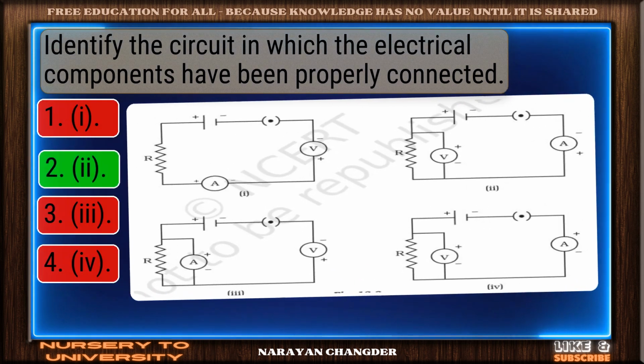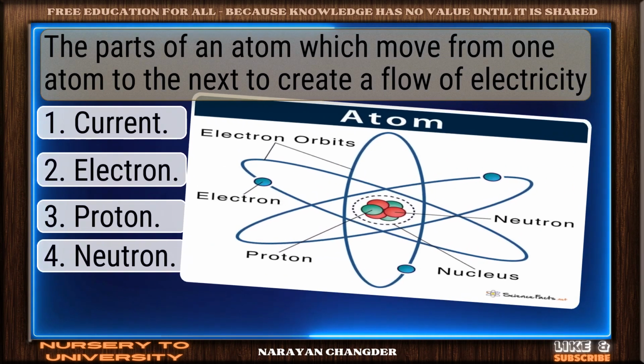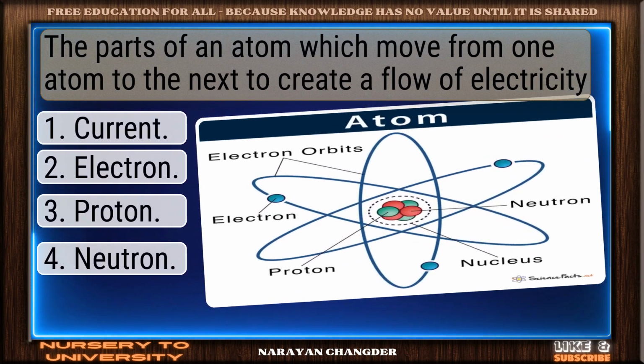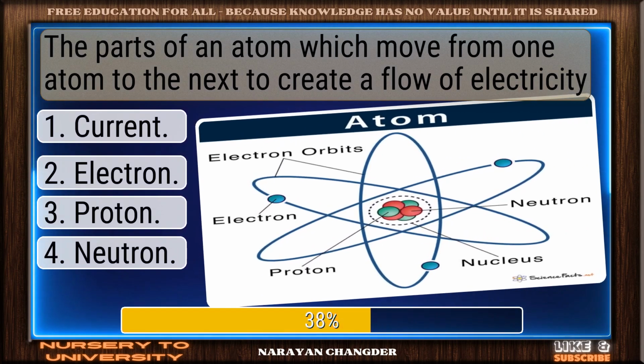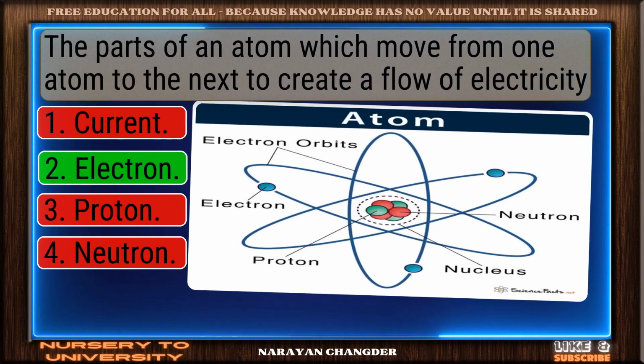Excellent. Is well reasoned. The parts of an atom which move from one atom to the next to create a flow of electricity. Valid point. Electron is true.